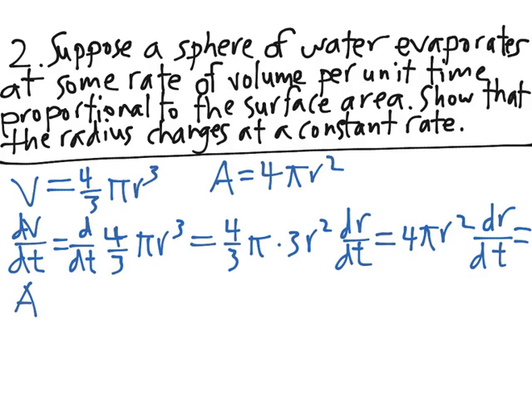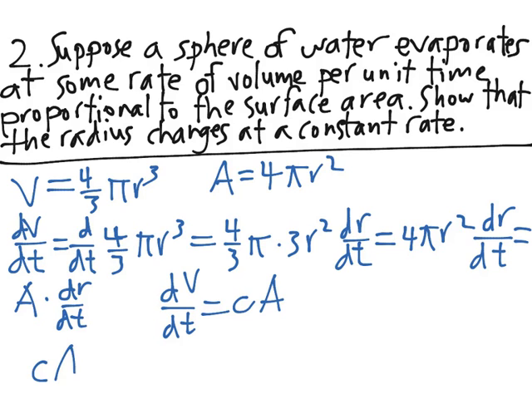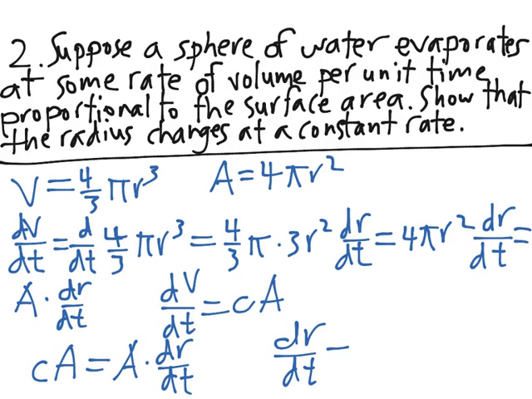times dr/dt. Since we assumed in the beginning that V and A are proportional, we can write that the rates of change are proportional: dV/dt is equal to some constant c times A. Then this equation gives us c times A equals A times dr/dt, and if we cancel out the A's, we're left with dr/dt is equal to c. So the rate of change of the radius is a constant.